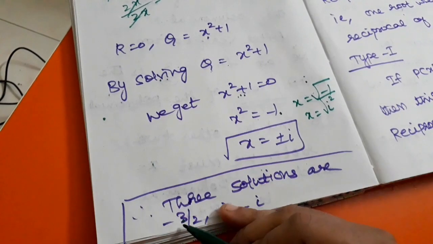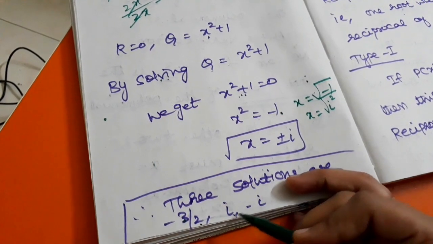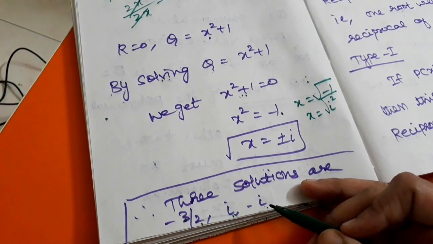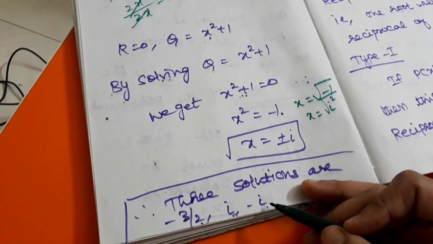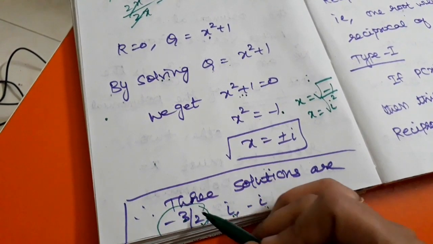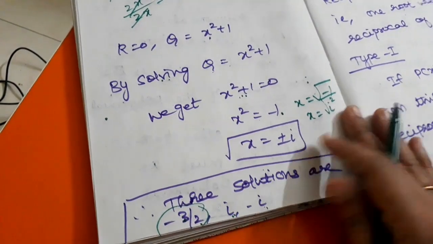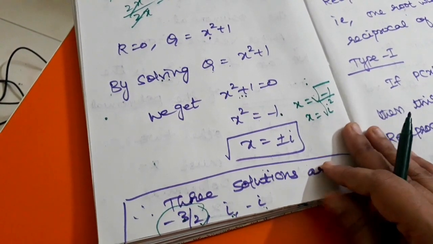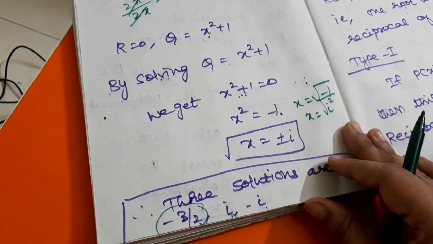Therefore the 3 solutions are minus 3 by 2, i, and minus i. Among these 3 roots, i and minus i are complex roots. They are not rational roots. So the only rational root for this polynomial is minus 3 by 2. So the rational root theorem helps us to find the rational roots of the polynomial, not the complex roots.